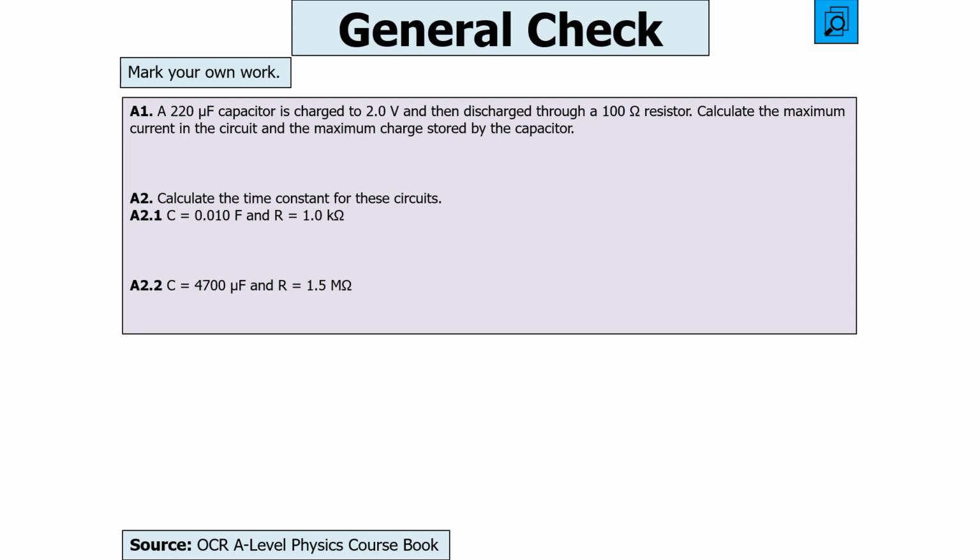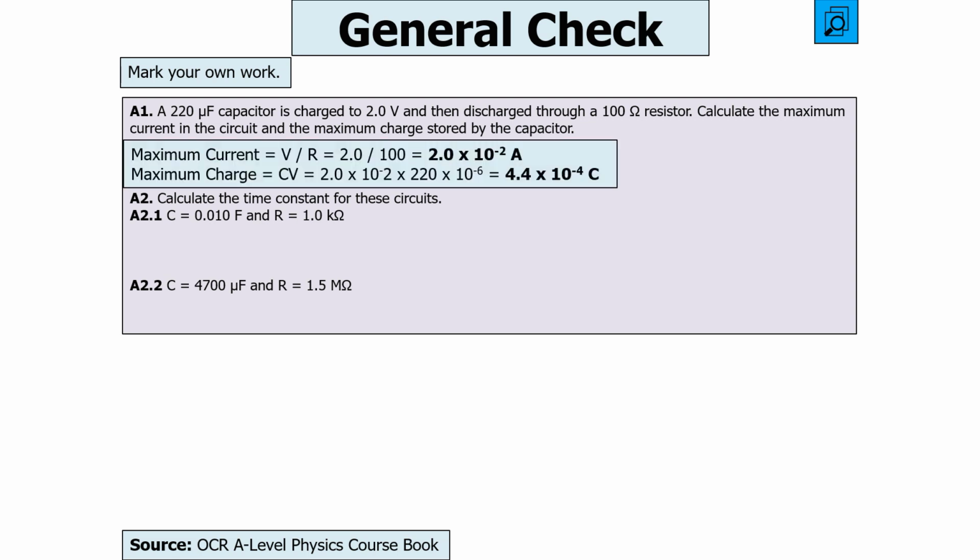Right, in this first one, how to work out the current? Well, again, use your equations from electricity. I is equal to V over R, so therefore it's going to be 2 over 100, so it's 2.0 times 10 to the minus 2 amps. Therefore, charge Q equals CV. Well, we know the capacitance because it's given in the question, so we're going to convert 220 microfarads to 220 times 10 to the minus 6, multiply it by our value for the potential difference there, 2, so we get 4.4 times 10 to the minus 4 coulombs.